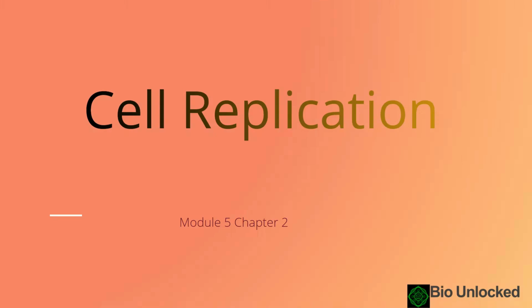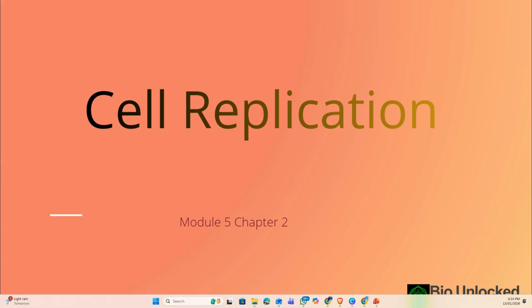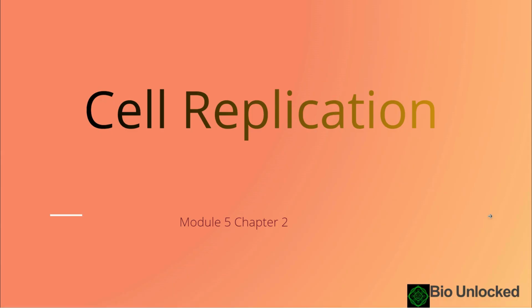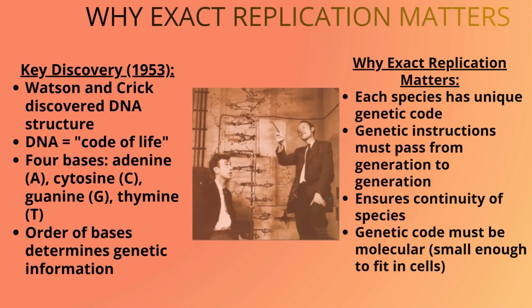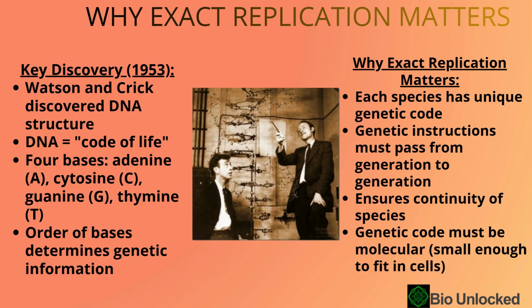Welcome back. Today we'll be discussing how DNA gets copied exactly and why that accuracy matters for life. Before we jump into the details, let's ask the big question. Why does DNA need to be replicated exactly? Well, each living creature has a unique genetic code carrying instructions for its own production. Wombats have different instructions than koalas, dogs, penguins, or mushrooms.